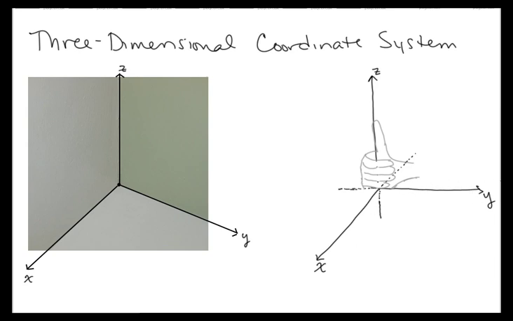Now we talked about the three axes in the three-dimensional coordinate system. Let's also talk about some planes. In particular, if we take a look at the picture of the corner of the room, we can identify the floor here as the xy plane. Here, this wall, defined by the y-axis and z-axis, is going to be our yz plane. And this wall, defined by the x-axis and the z-axis, will be our xz plane.